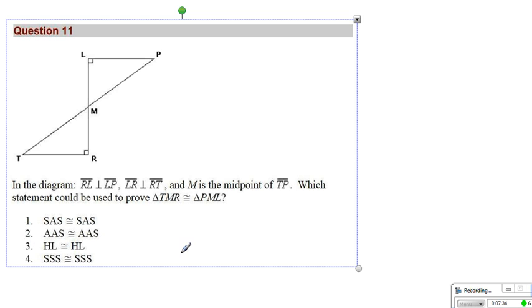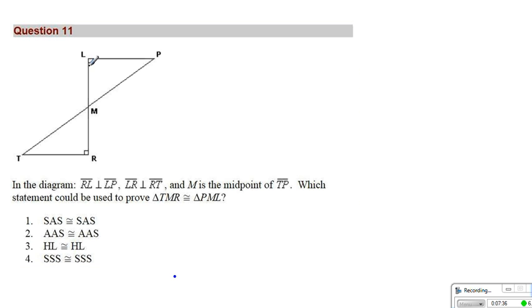Alright, here we have a right angle. So this is a 90-degree angle right here. M is the midpoint of TP, so that means this line segment is equal to this line segment. Once again, one other thing we get to realize is a pair of vertical angles. They will be equal to each other. So you will realize that angle, side, angle will be our theorem that we can use to prove those two triangles congruent to each other.